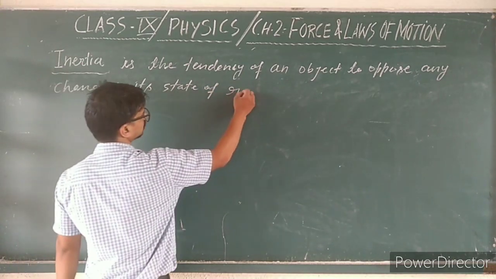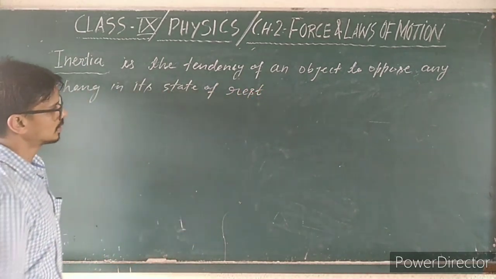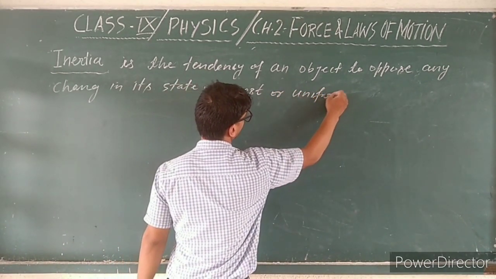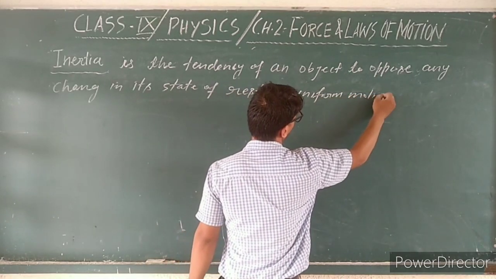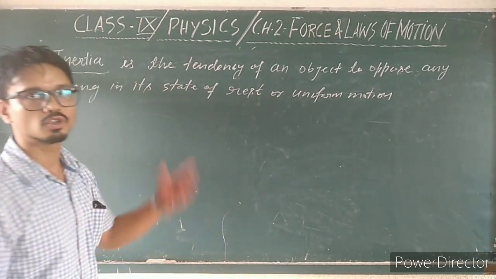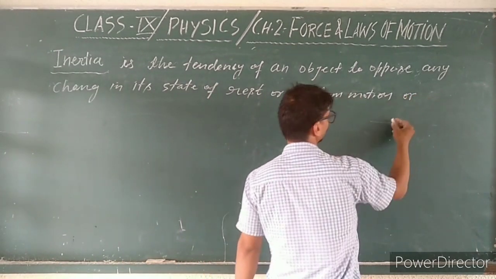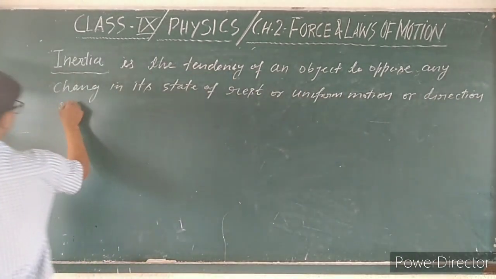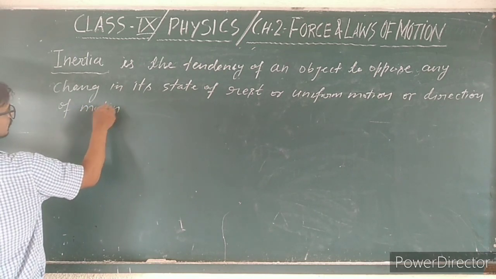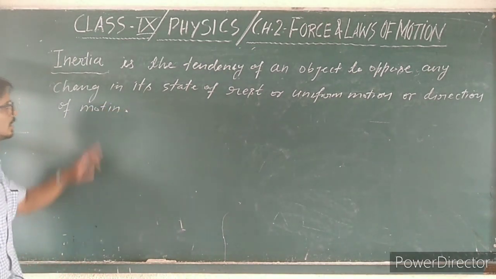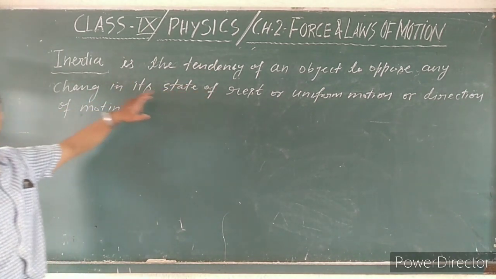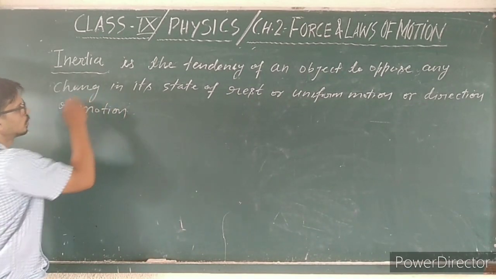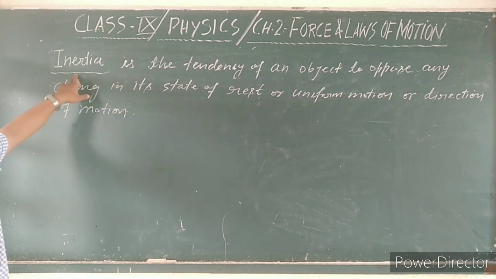of rest. If it is at rest, it prefers to stay at rest, and if it is in uniform motion, it prefers to stay in uniform motion, and direction of motion, it also retains its direction of motion. So guys, this tendency of an object is known as inertia.